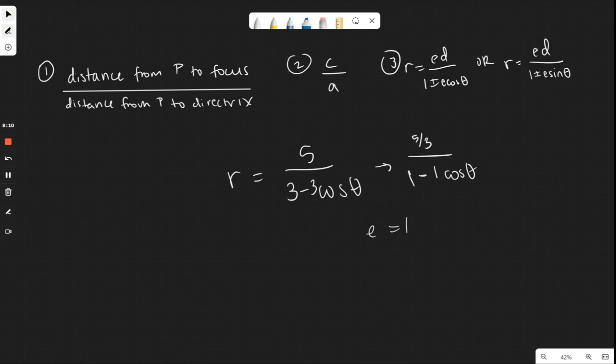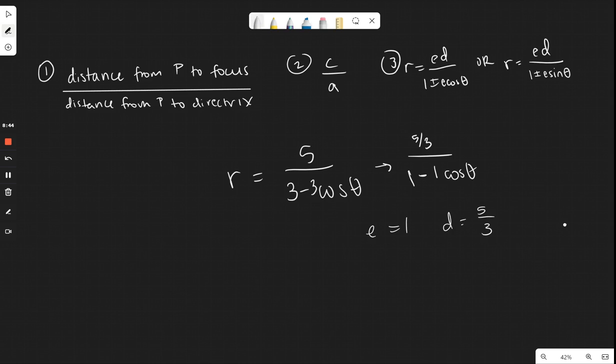Another thing is that if e is 1, then this can also tell us the direction of the directrix and how far the directrix is from the center. And by center, I mean the origin. It's called the pole in polars, so it'll tell us how many units it is away from the pole. So if e is 1 and ed is 5/3, well then d must be 5/3 for the top to work out.